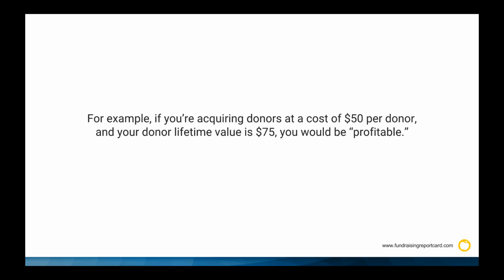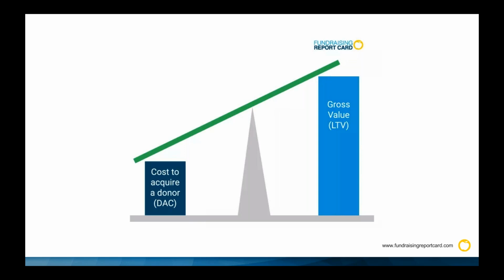But the lifetime value of that donor, in this case, is $75. What that's telling you is as you build and maintain that relationship with that donor, their value to the organization into the future is actually $75. So in the long term, you're profitable. You spent $50 to make $75. That's lifetime value. So you can look at it here in this very simple graph, right?